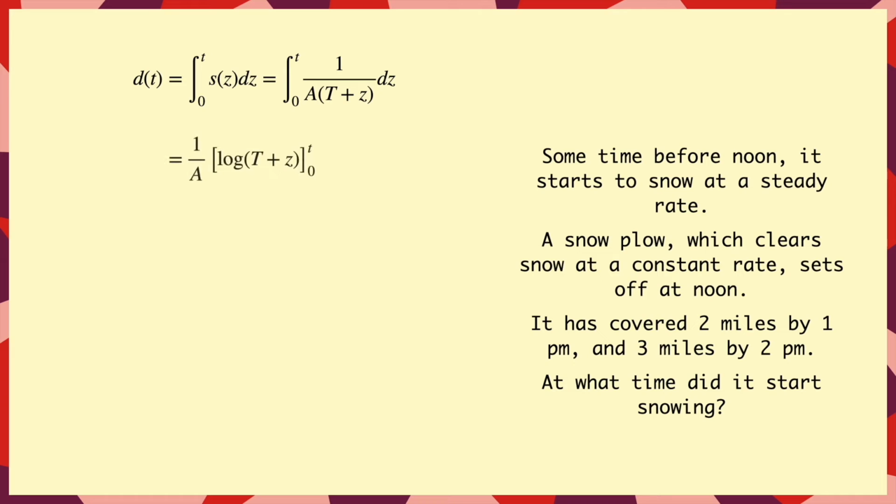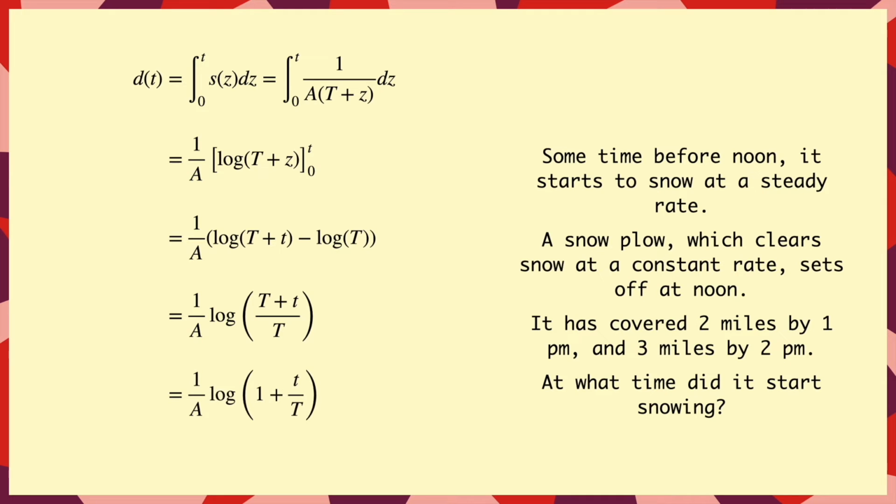So we can integrate this, and we get 1 over a log of t plus z. Then evaluating this at the limits, we get the difference of two logs, which we can combine using the fact that log x minus log y is just log of x over y. And then we can tidy this up, and that's our expression for the distance travelled as a function of time.